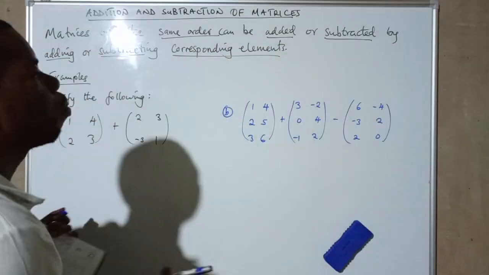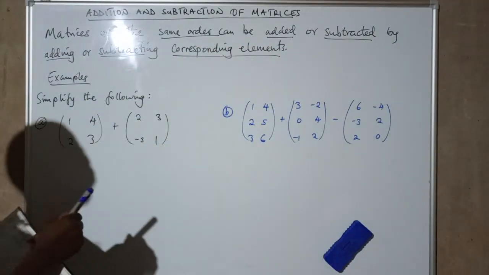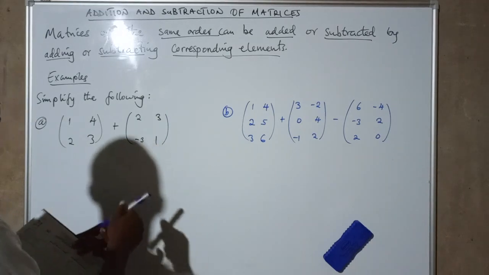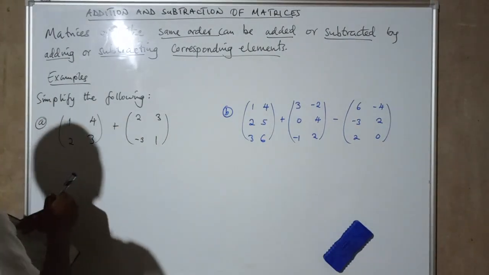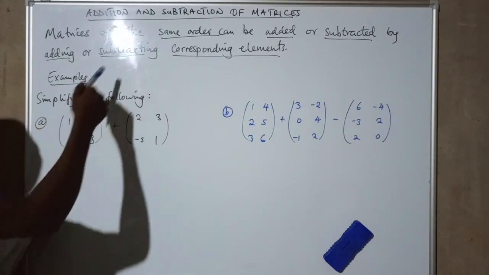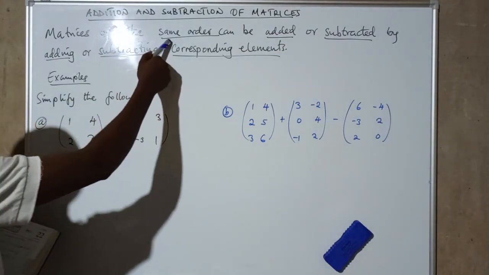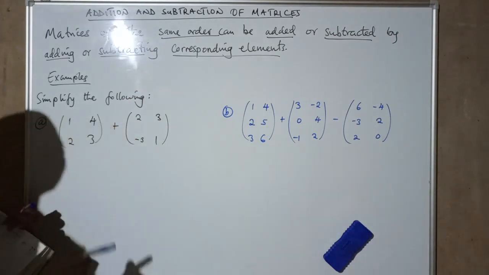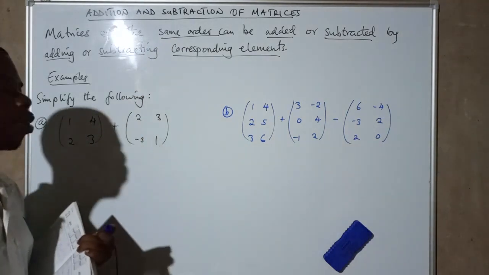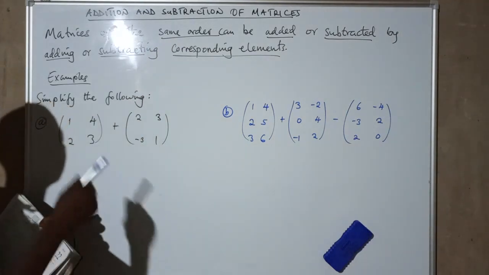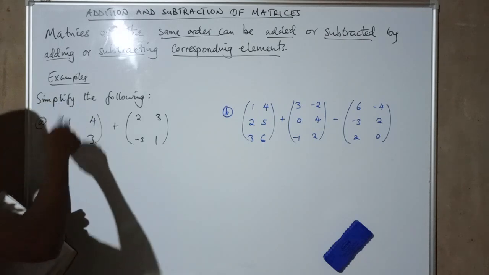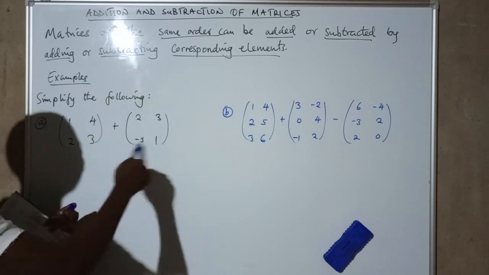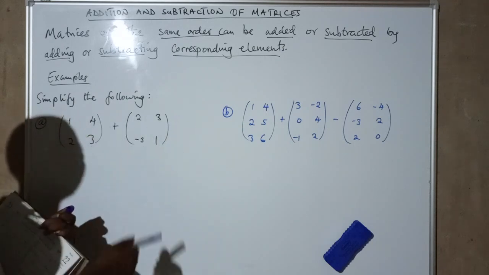So these are the two matrices that we are going to add and subtract. We have this question and that question. So to answer this one, remember we are told, first of all, the matrices must be of the same order, meaning the number of rows and the number of columns must be equal. So in this one, we have 2 rows, 1, 2, and 2 columns. Also in this one, 2 rows and 2 columns. So these ones can be added.